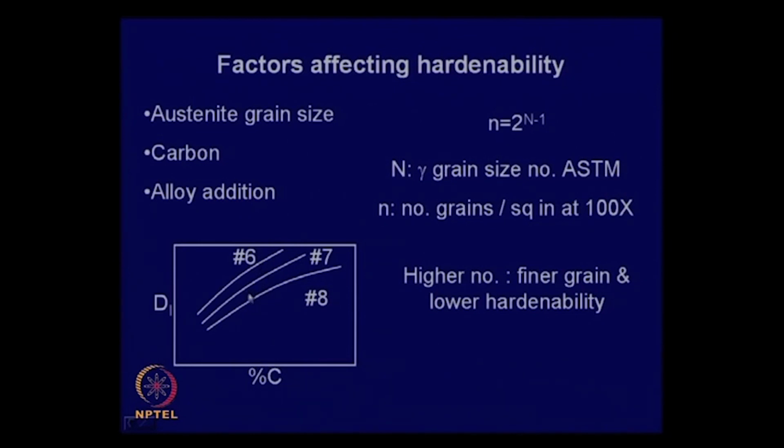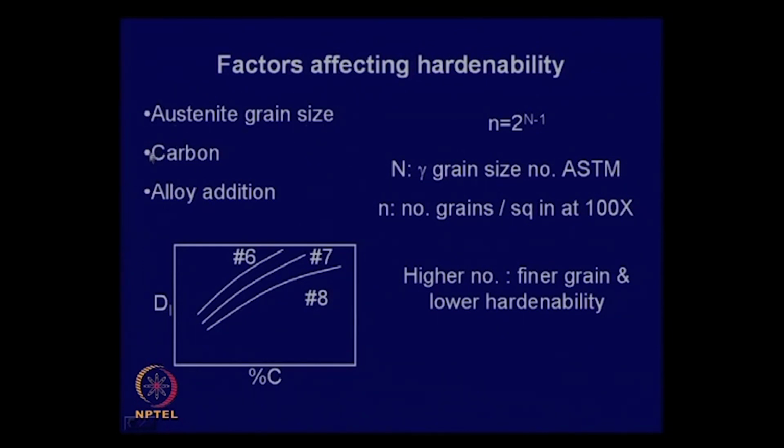But this is not a very favorable technique of improving hardenability, because coarse grain structures have poor mechanical properties, and we have talked about it earlier. You get a poorer toughness, and toughness is an important criterion for material selection. Therefore, generally even in hardenable steel one would like to have fine austenite grain size. So, this is not a favorable way of improving hardenability, and therefore we do not consider this.